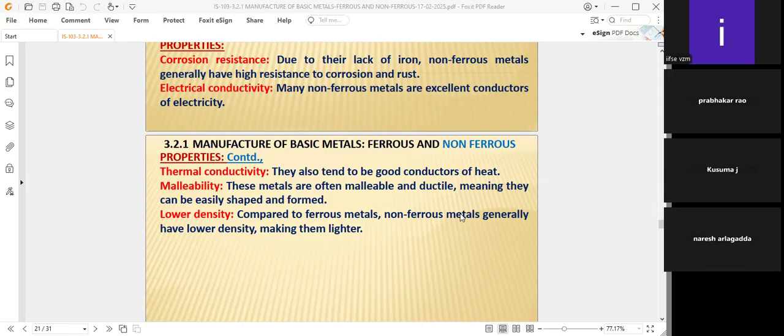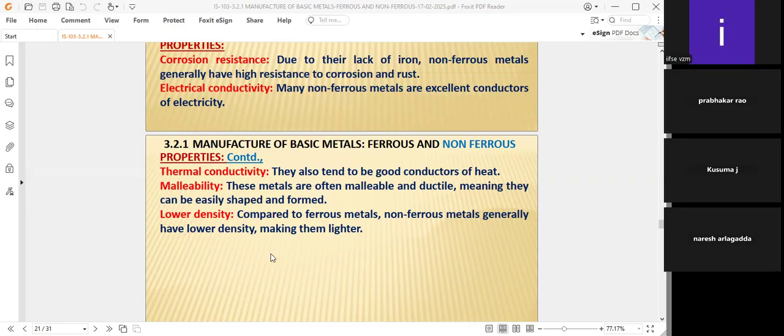Coming to low density, the mass by volume is less. We can see that also. Compared to ferrous materials, non-ferrous metals generally have lower density, making them lighter, whereas ferrous materials' density is more. That means in 1 cubic meter, the molecules are closely occupied in ferrous, whereas in non-ferrous metals, 1 cubic meter is occupied by fewer molecules. That's why the density is less, and that's why it is easily malleable, and can be shaped and formed into different shapes that customers want.